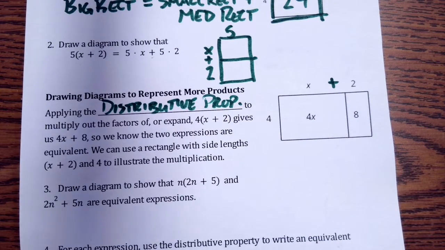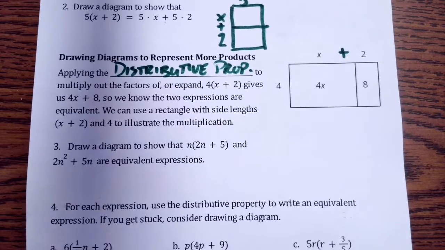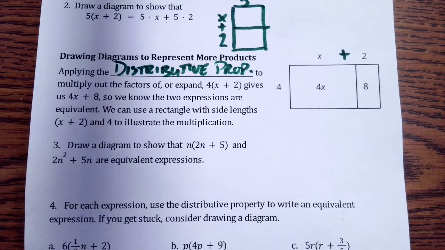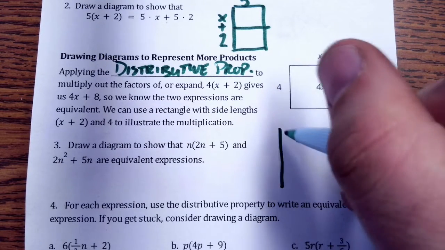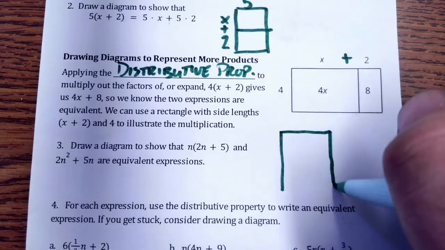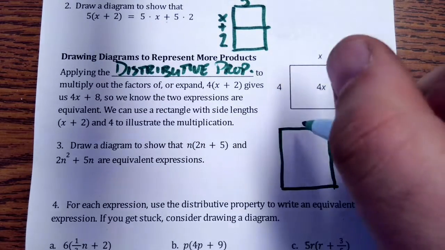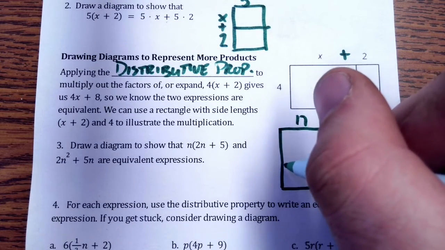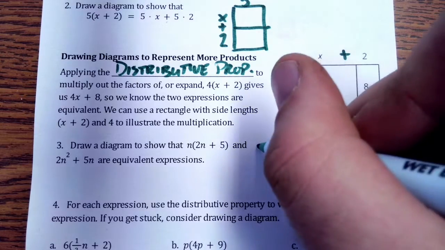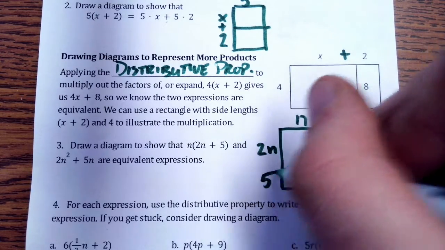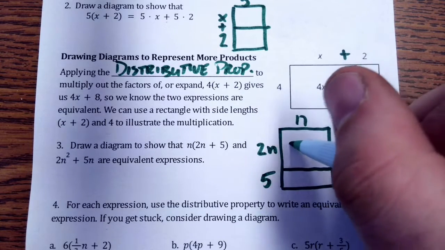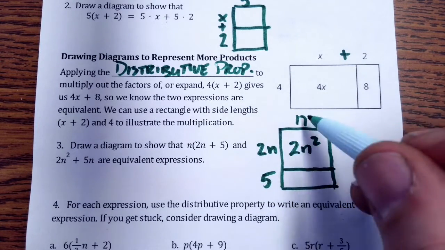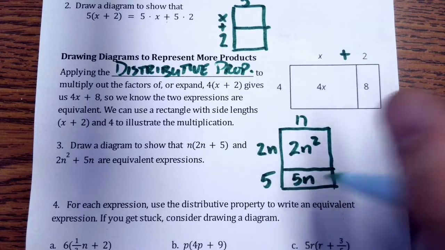So draw a diagram to show that n times (2n plus 5) and 2n squared plus 5n are equivalent. So we have another rectangle of some sort. One of the sides is going to be n, and let's make this look like a 2n and a 5. If we find the areas here, n times 2n is 2n squared, and n times 5 is 5n.